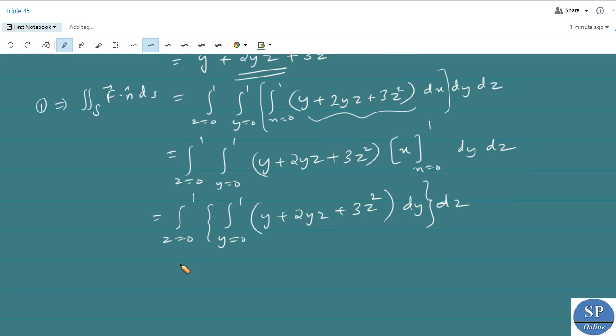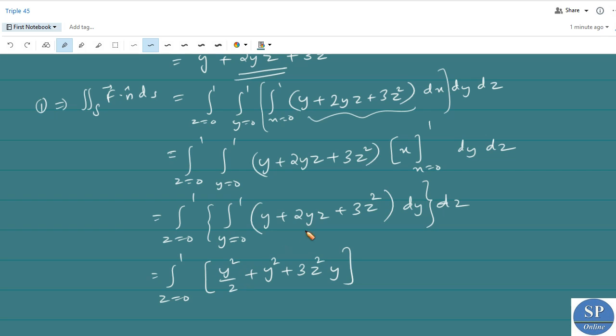So this is equal to the integral over z from 0 to 1. Integrating with respect to y, we will get y square by 2 plus 2y square by 2 into z, that is y square itself, plus 3z square into y. Integrating with respect to y, so keeping x and z as constants.